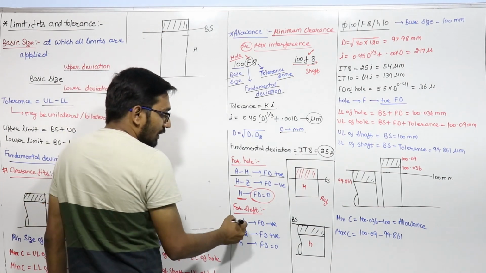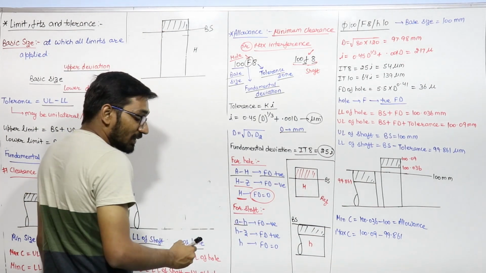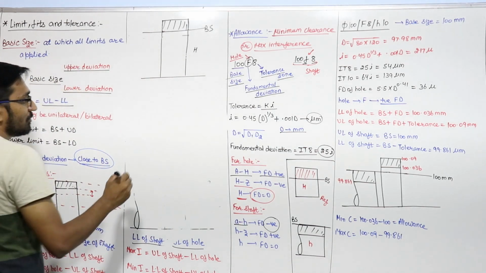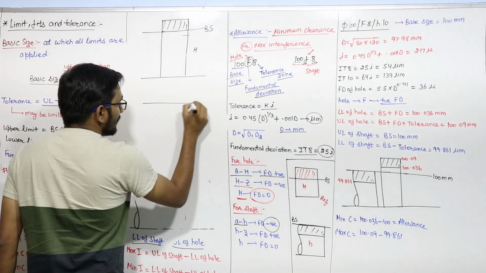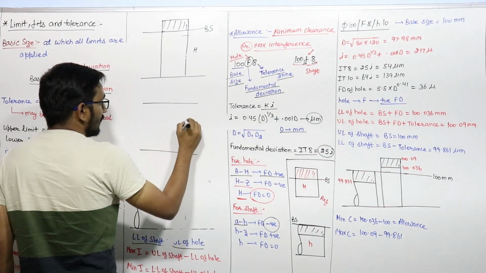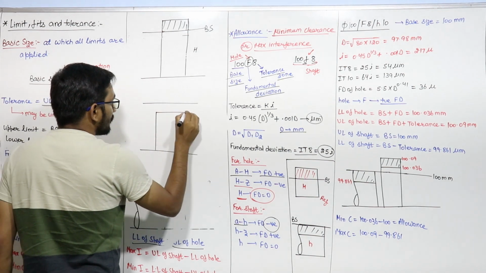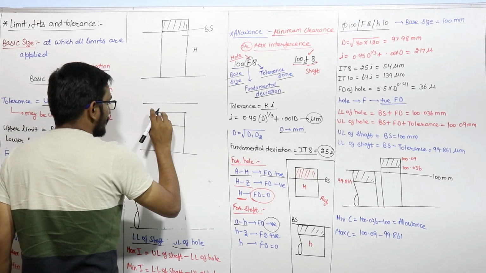शाफ्ट के केस में ये उल्टा हो जाता है। In the case of shaft, for small a to small h the fundamental deviation is negative. The fundamental deviation is negative means for the shaft, if let us say this is the basic size, this is the reference level, the fundamental deviation is negative means this kind of shaft, this kind of shaft.